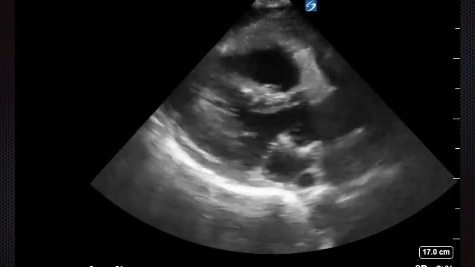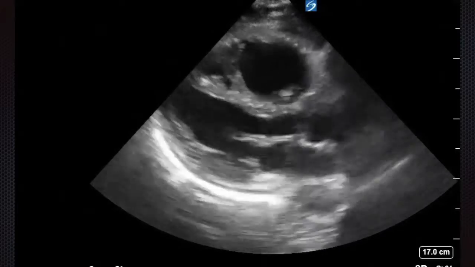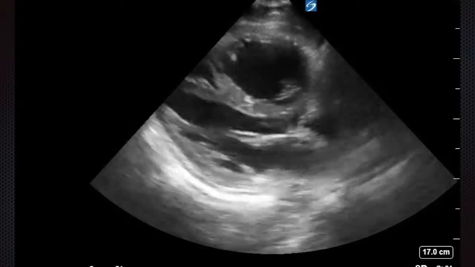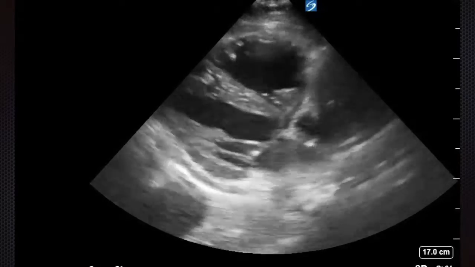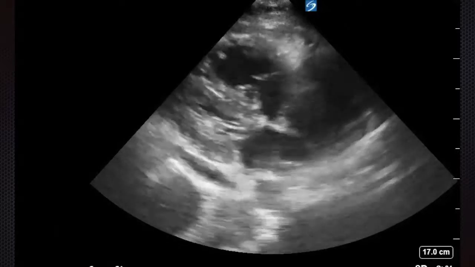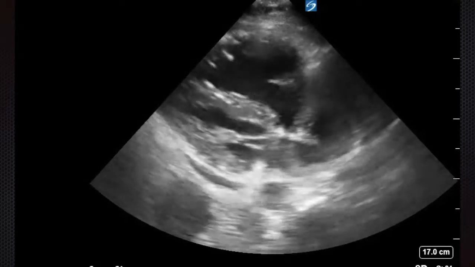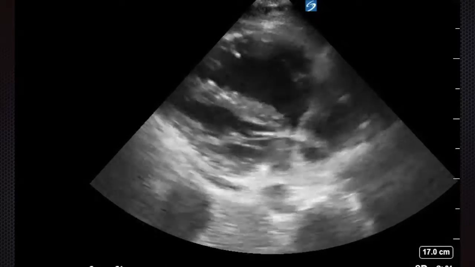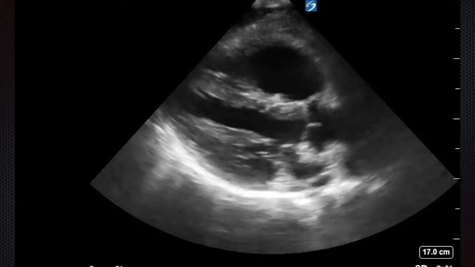Now here's another parasternal long axis, and we can see here that at the top of the right ventricular outflow tract there's not a great deal of fluid seen there, but certainly at the bottom by the posterior wall, between the posterior wall and the pericardium, there is a thin stripe of fluid that's seen. So this is quite a small pericardial effusion.